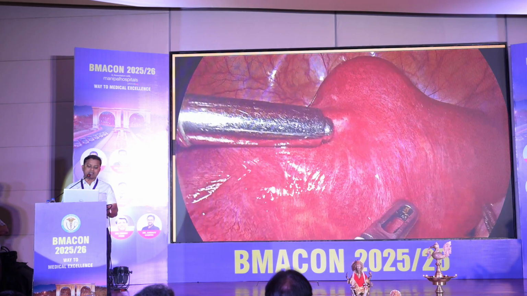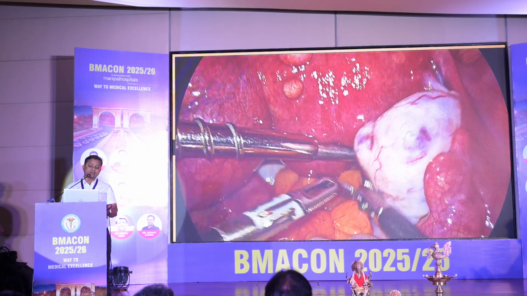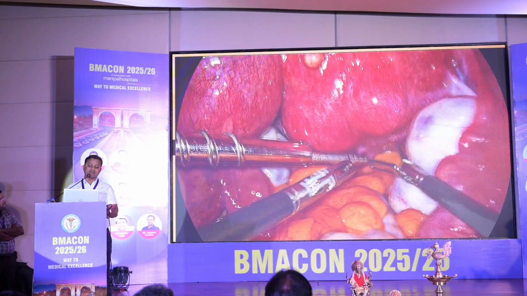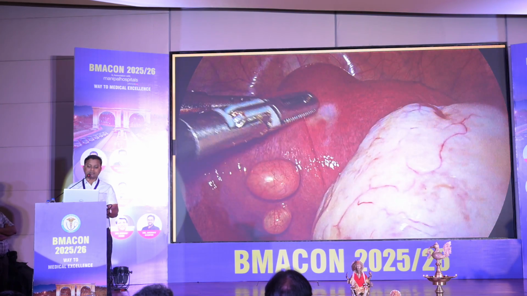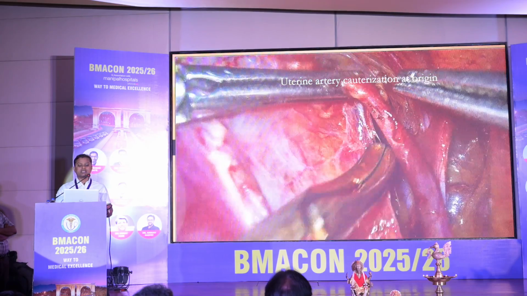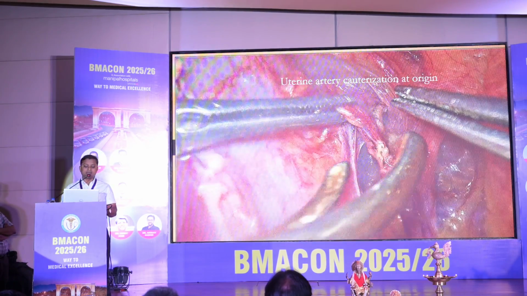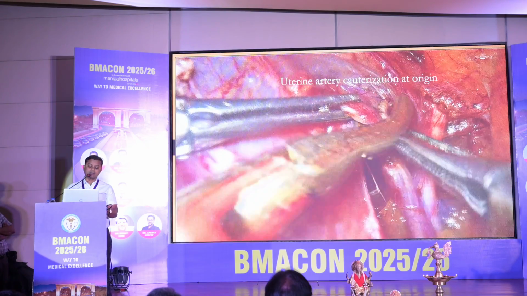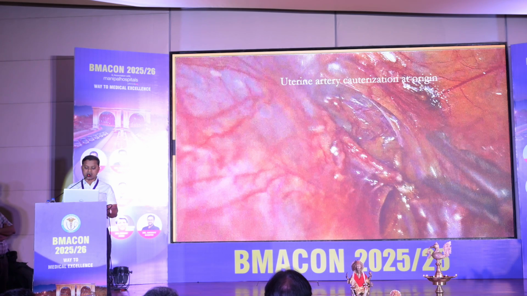One fibroid anteriorly, two in the left cornua, and smaller ones, and in the POD also 4 to 5 fibroids were there. This is securing the uterine artery at origin. The ureter is nearby and we are securing the uterine artery. Perhaps this is possible or looks simple because of the new system that we are having.